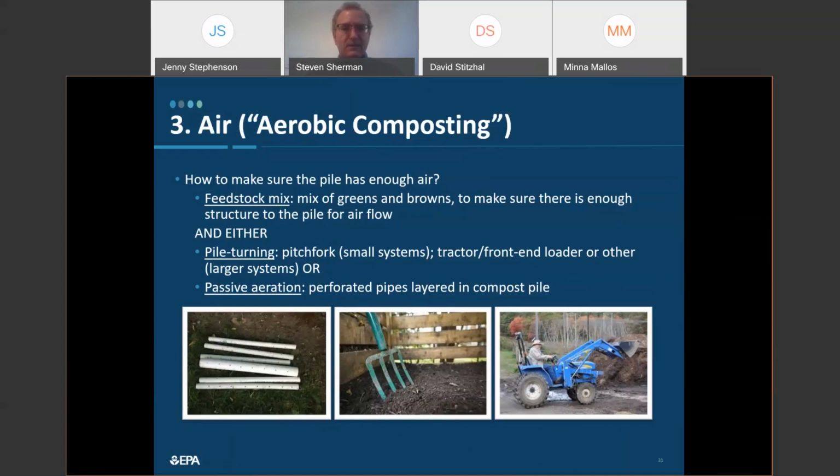Turning the pile involves, if it's a relatively small pile, a pitchfork and a strong back. And if it's a much bigger pile, a tractor, front end loader, and there are other larger systems that are specialized compost turners as well. Passive aeration involves using pipes like PVC pipes, polyvinyl chloride pipes with little holes in them that are layered in a compost pile. And that's called passive aeration systems. Next, please.